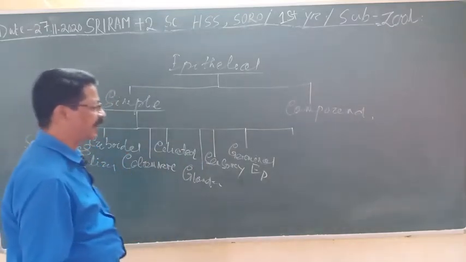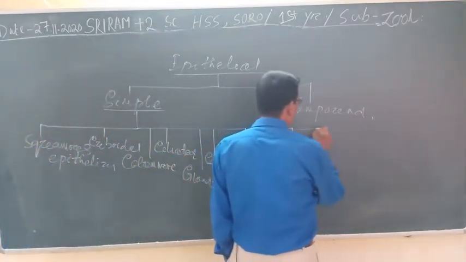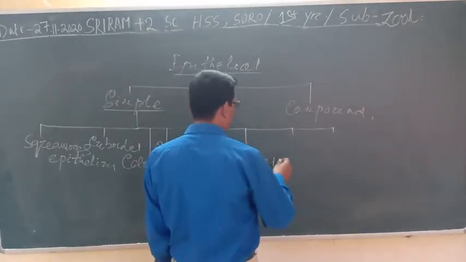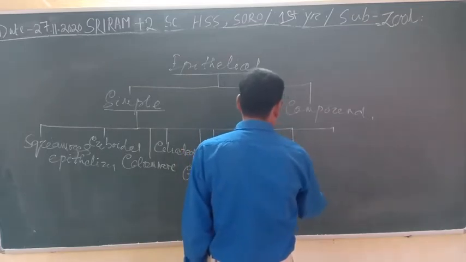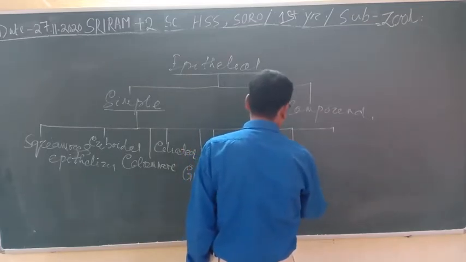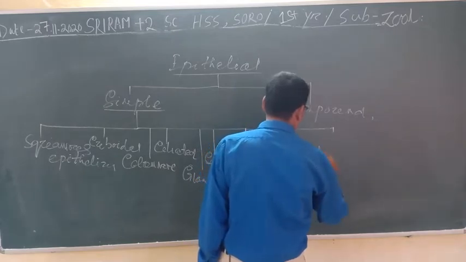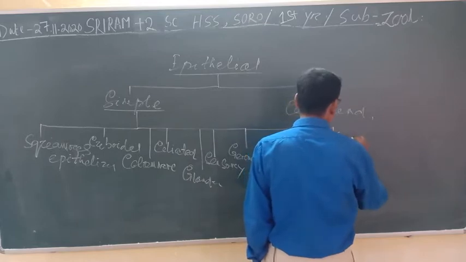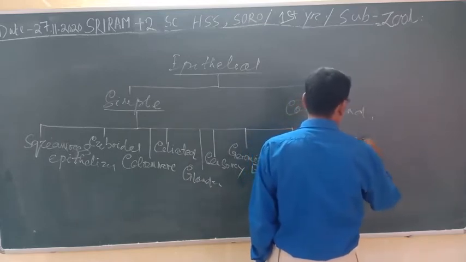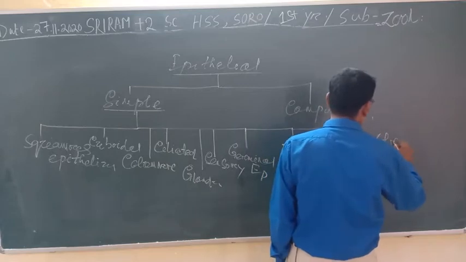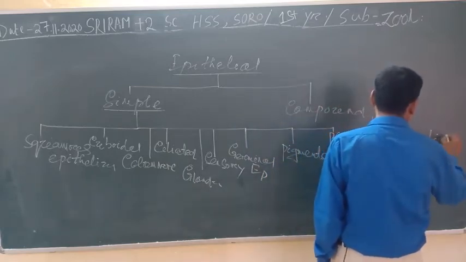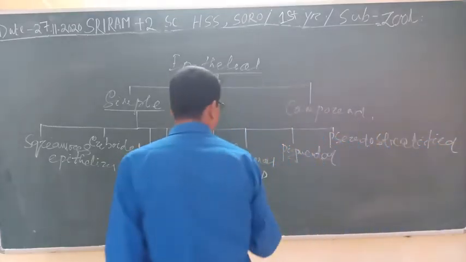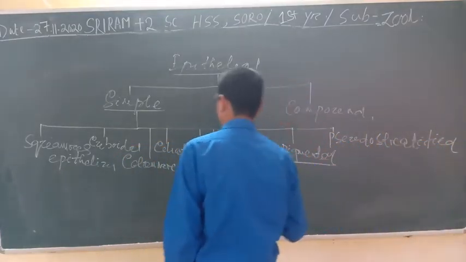Up to the germinal epithelium. Only a few epithelial tissues remain: the pigmented epithelium, the pseudostratified epithelium, and the stratified epithelium. So let me start first with the pigmented epithelium.